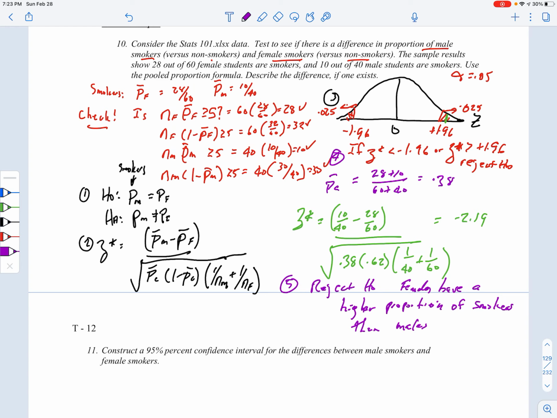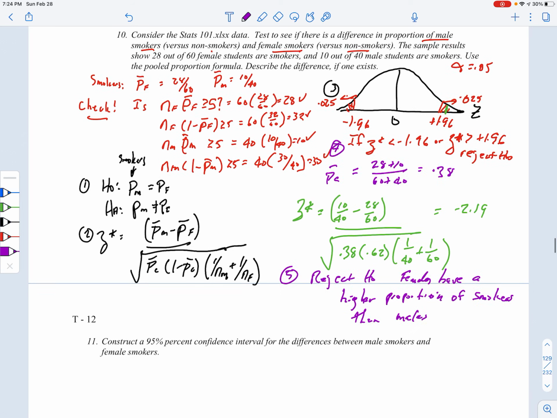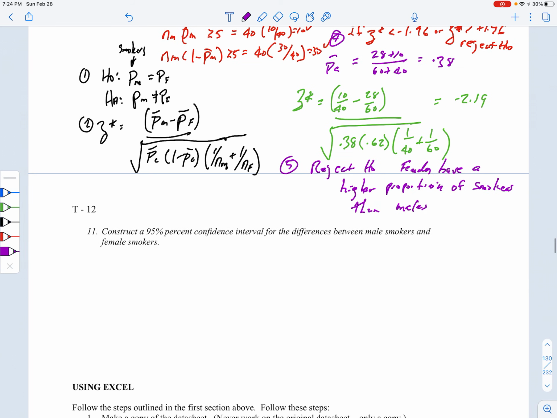28 over 60 is greater than a quarter, right? A quarter of 60 would be 15. And so it's almost twice that. Like 30 over 60 would be 50%. So it's closer to 50% than the 25% for the males. So that's what we've got there.